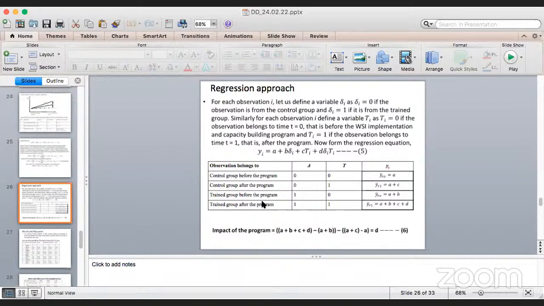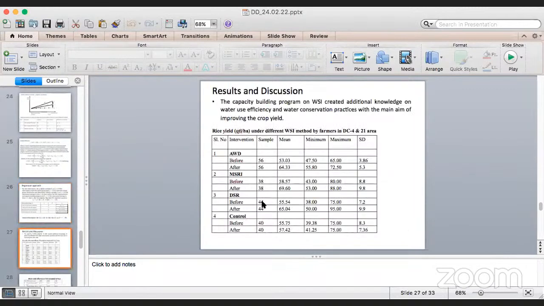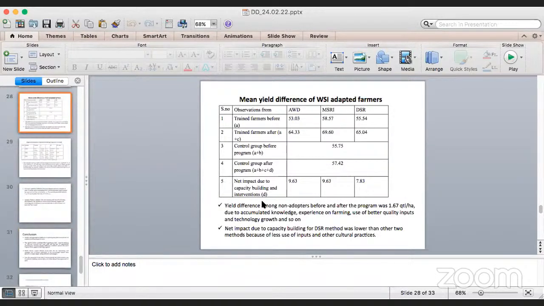The trained group before the program has technology 0, so it is A plus B only. And the trained group after the program, in both columns it is 1 and 1, gives A plus B plus C plus D. This last term, D, is our original double difference. Based on it, we were making the estimates.